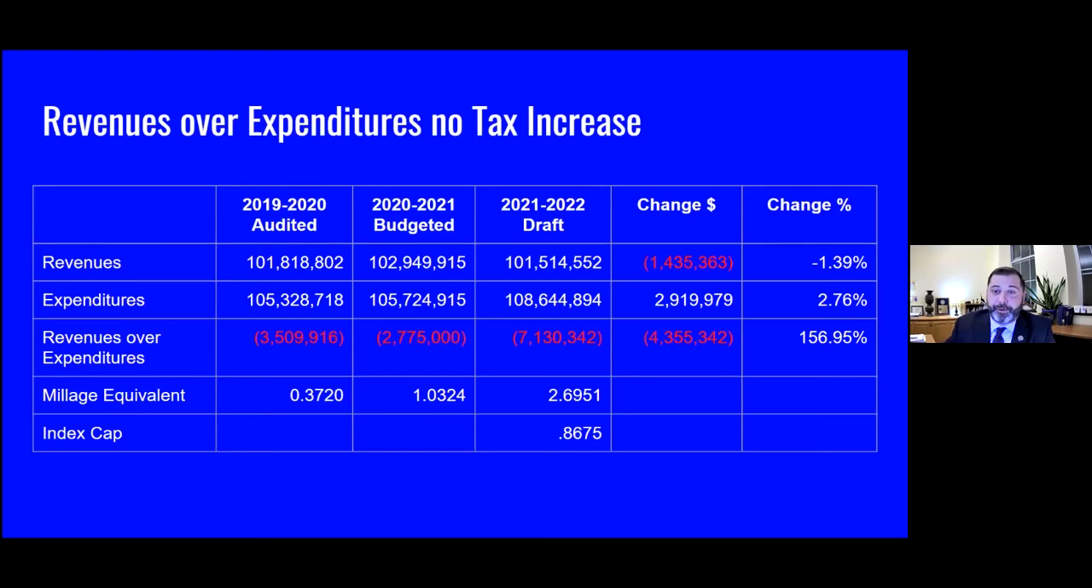We'd be short $1.4 million from where we were the year before. You take revenues over expenditures, our expenditures going up just 2.76%, and you create a deficit of $7.1 million. Again, remember, we started the year $2.8 million behind the eight ball.